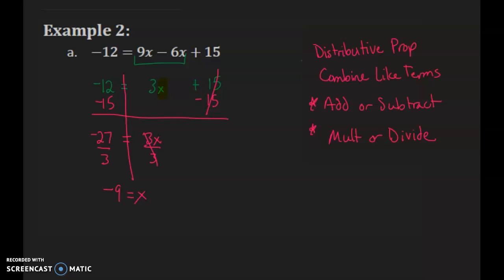So what are we doing when we do 9x minus 6x? What is that process called? As we talked about earlier, 9x minus 6x is called combining like terms.